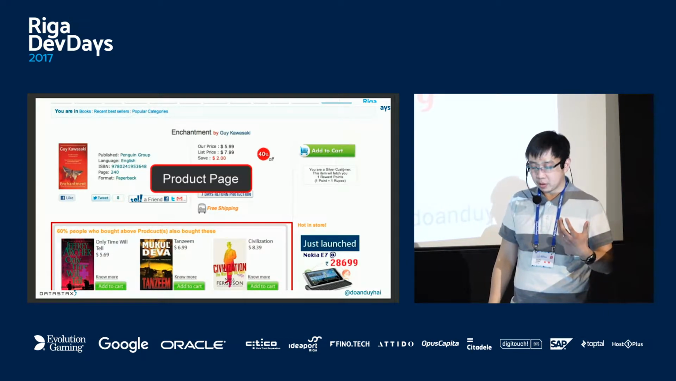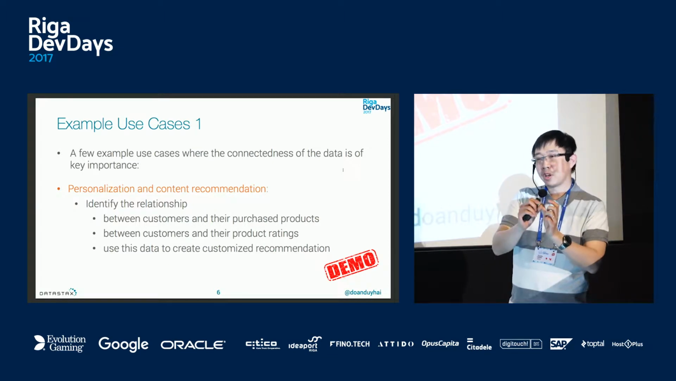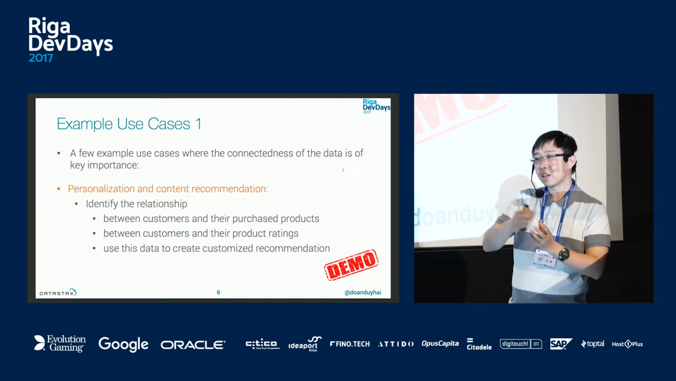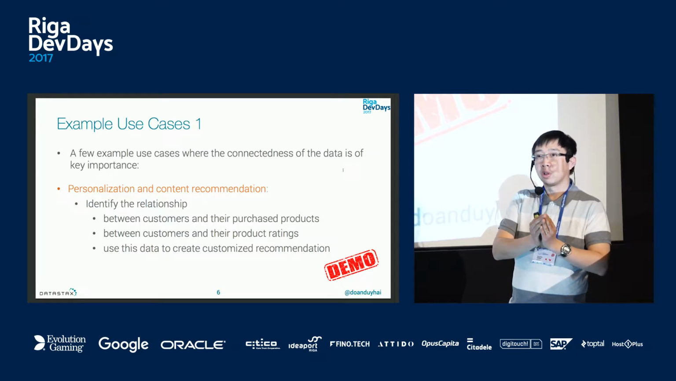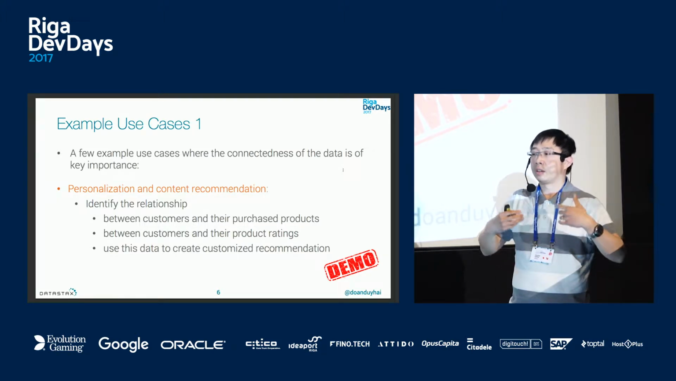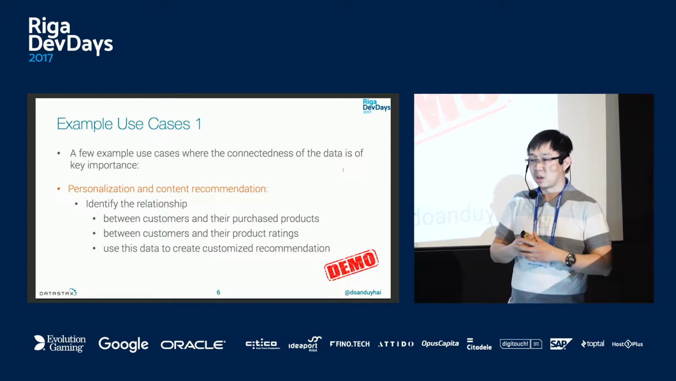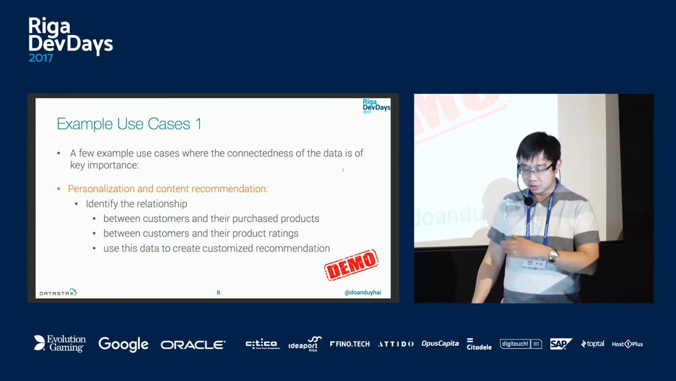The idea behind this recommendation engine is I identify the customer, and I can identify the links between this customer and all the books he has purchased in the past. And then I try to compute some similarity between the books he bought and the books I have in my database that can match his requirements. I have a demo later for this kind of scenario.